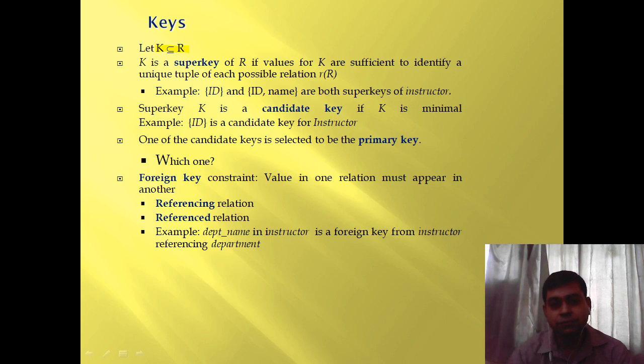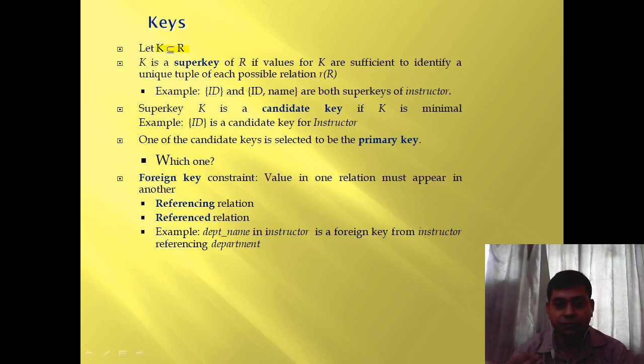Now, what is the foreign key constraint? Value in one relation must appear in another. So if we have a student table that has a department number, and if we are having another table called department that will also have a department number. So the column in the student table, that is department number, is referencing the department number in the department table. So this is what the foreign key is.